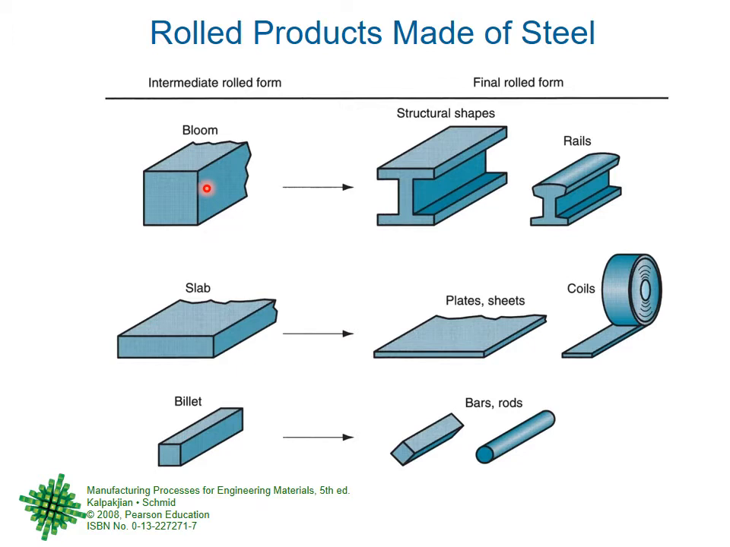And these blooms are used after rolling to have shapes like this I-beam or rails and so on. The slabs can be converted into plates or sheets or coils like your aluminum foils. And the billets could be changed into bars and rods and so on. Right? So sometimes you are just reducing the thickness, and sometimes you are changing the shape also.